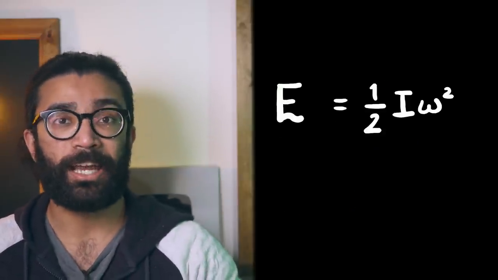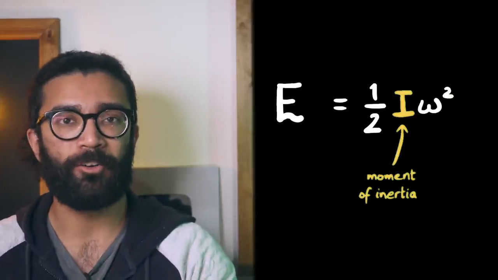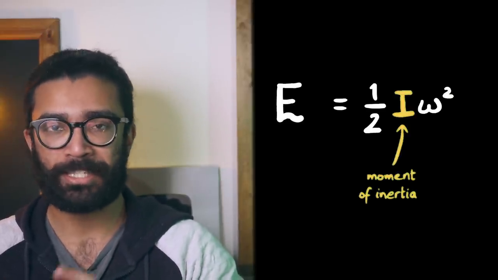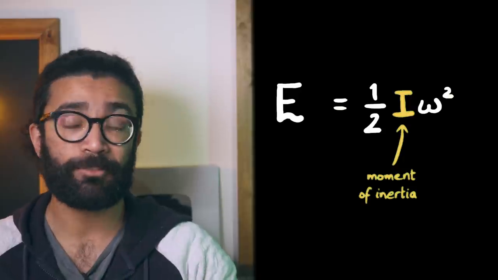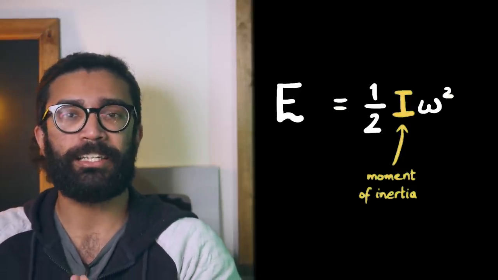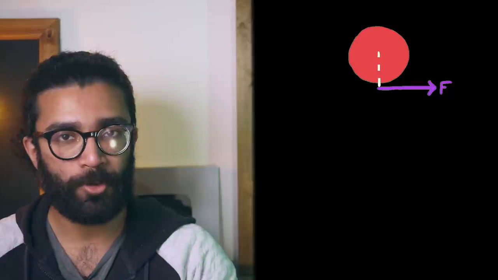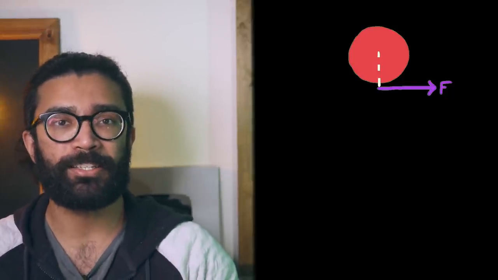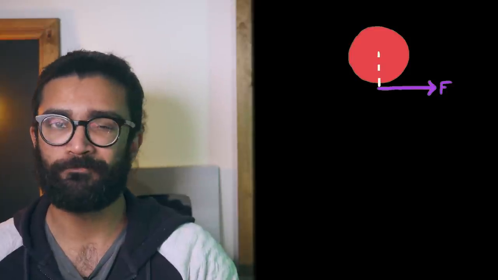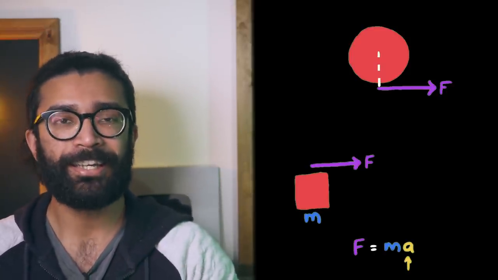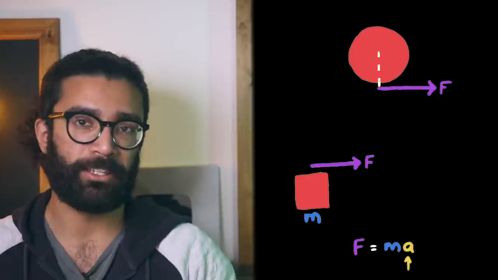Next, let's take a look at this quantity, the moment of inertia. This is what accounts for how difficult it is to get the object to move as a result of its mass and shape. The moment of inertia is basically a measure of how much torque or rotational force we need to apply in order to get a specific rotational acceleration, just like how mass is a measure of how much force we need to get a linear acceleration in an object.